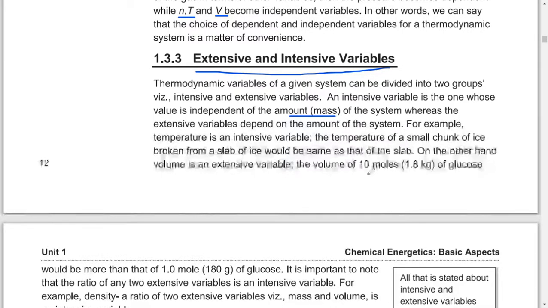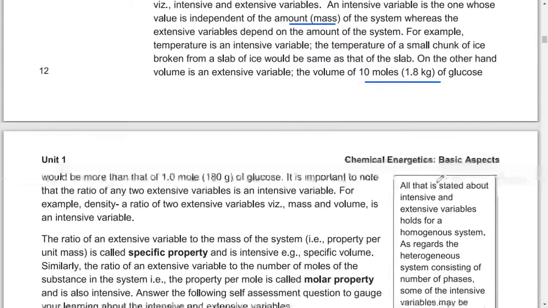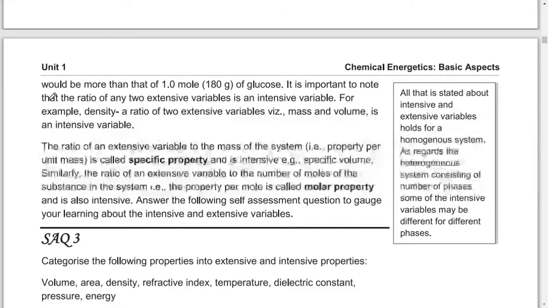The volume of 10 moles, that is 1.8 kilograms, of glucose would be more than that of 1.0 mole, that is 180 grams, of glucose. It is important to note that the ratio of any two extensive variables is an intensive variable. For example, density, a ratio of two extensive variables, mass and volume, is an intensive variable.